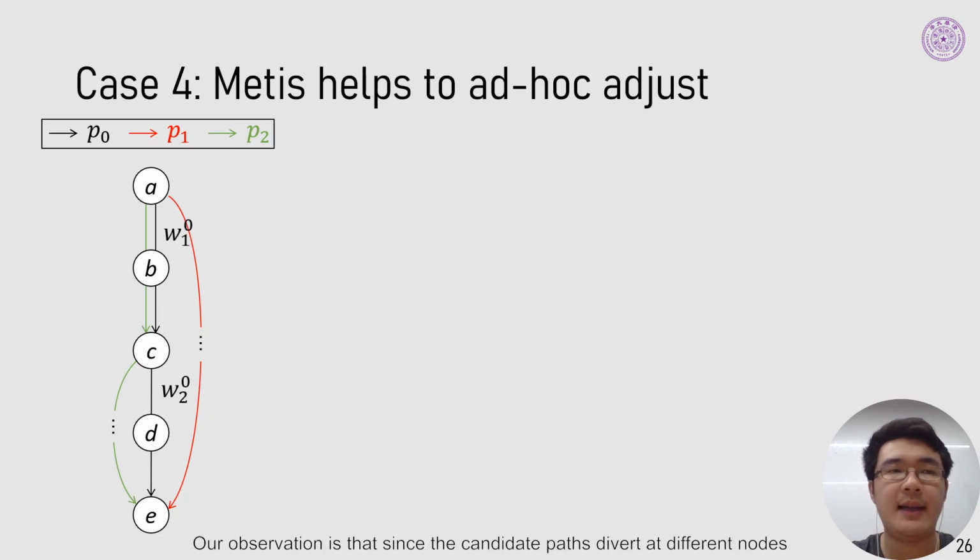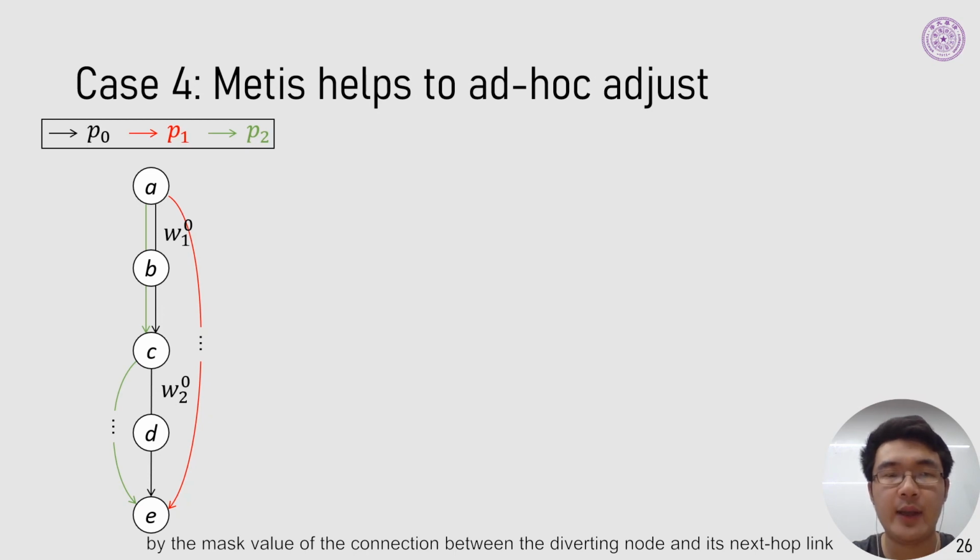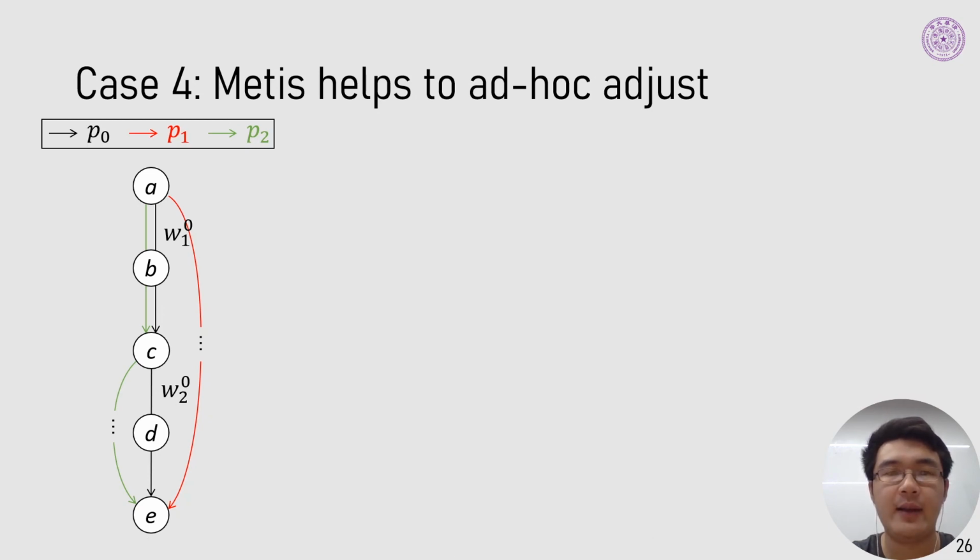Our observation is that since the candidate paths divert at different nodes from the original path, we could estimate their performance by the mask value of the connection between the diverting node and its next hop link. For example, P1 diverts from P0 at node A, and W01 is the mask value of the connection between P0 and link A to B.